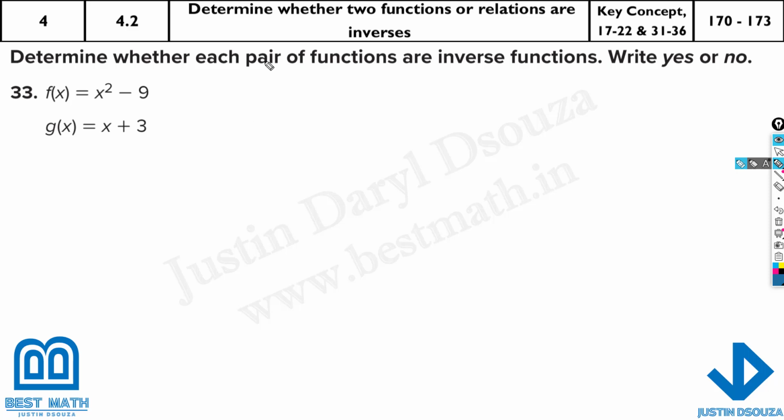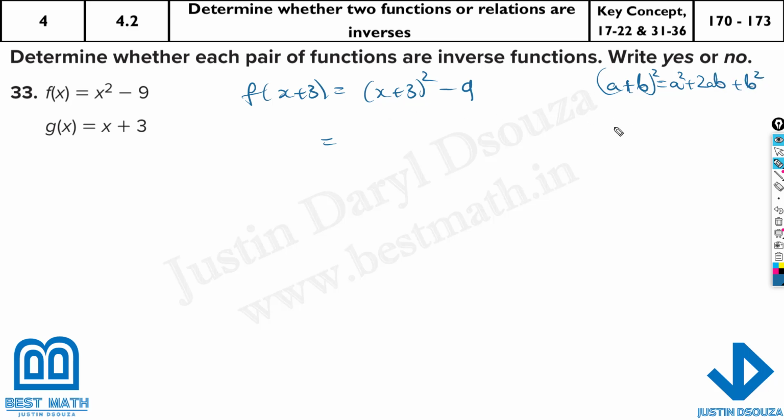Here then, same thing again and again. I'm just going to directly do this. So it's going to be x plus 3 the whole square minus 9. Now here, remember, we have to use a plus b the whole square identity. It's not a times b, it's a plus b. So this is going to be a squared plus 2 times ab plus b squared. And if at all it was a minus b the whole square, then it's going to be a squared minus 2 times ab plus b squared.